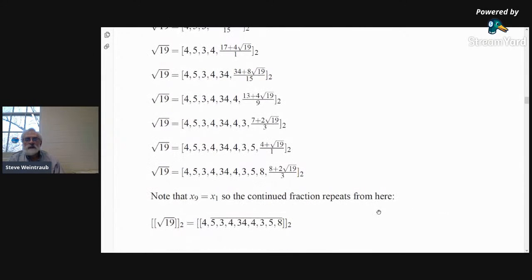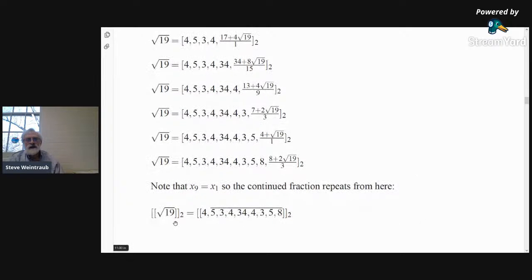So the continued fraction repeats from here, and what we'll get is 4, and then 5, 3, 4, 34, 4, 3, 5, 8, and then it repeats, continuing forever. So here's the best continued fraction expansion of the square root of 19 with numerator 2. And what I want to point out is that this is completely different than the case n equals 1.